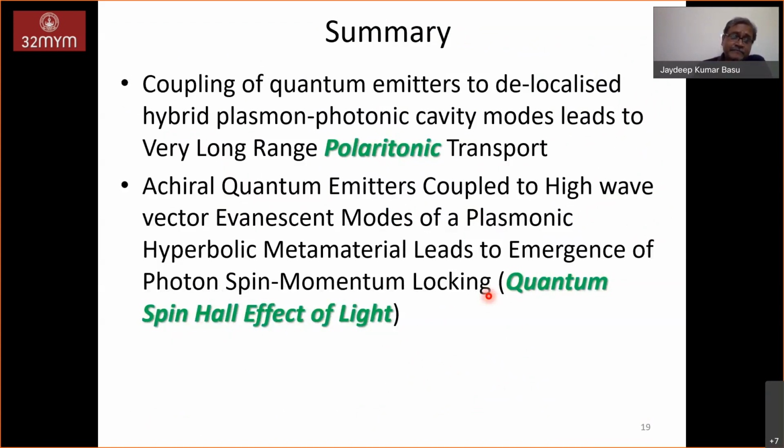So basically, I will summarize by saying that we have these two aspects of this coupling that we have shown, where the quantum dots in one case couple to the optical modes, where polaritons are generated, and these polaritons can also be transported across a long distance. In the second case, if you are able to couple to these high wave vector modes, evanescent modes of this plasmonic hyperbolic metamaterial, then you can show the emergence of the spin and the direction and momentum locking, which has a lot of interesting applications in various aspects, apart from the fundamental interest in this area. So I will end here, and thank you all for the attention, and I'll be happy to answer questions.